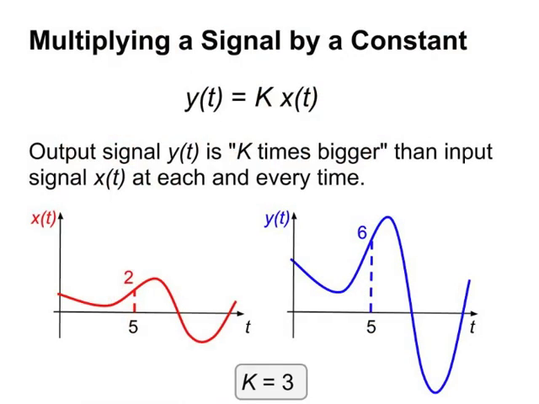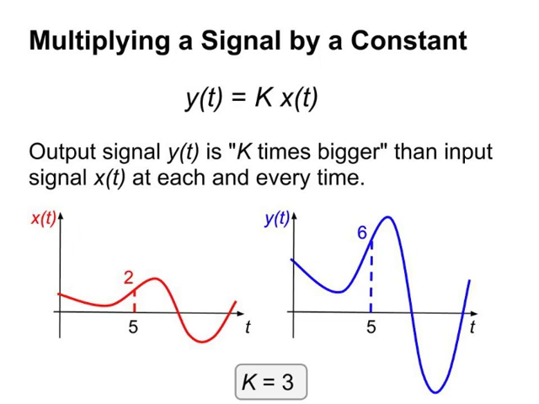So now let's look at multiplying a signal by a constant. So we write in equation form y of t is k times x of t. And what this means is we take the value of x at each and every time and we multiply it by the number k. So at each and every time, y of t is k times bigger than the input signal x of t is at that time.